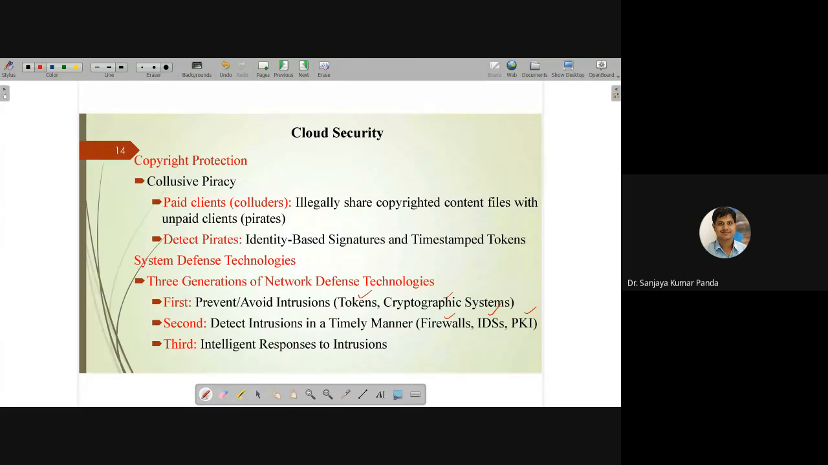But now we are going through the third generation. Our objective is not only to prevent, avoid or detect intrusion, but also to give an intelligent response to the intrusion. If an intruder is found from a particular location, we have to give a proper reply so that the intruder will fear to launch any kind of attack. Just like somebody is attacking your system, you give a response to that particular attack, right? That is the current generation of intrusion defense.